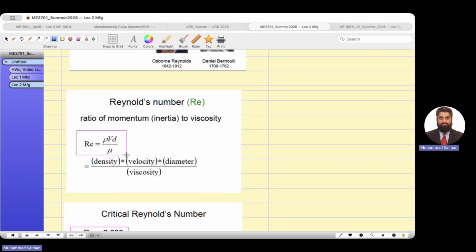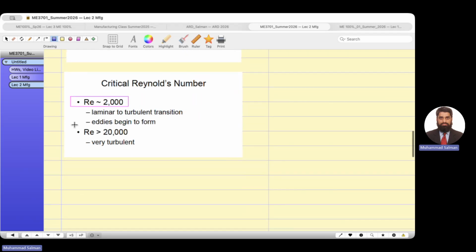Then we will apply. If the fluid is flowing with a very, very high Reynolds number like 20,000, it is a very turbulent flow. So 2000 and 20,000 are the thresholds for identifying whether the flow is laminar or turbulent.